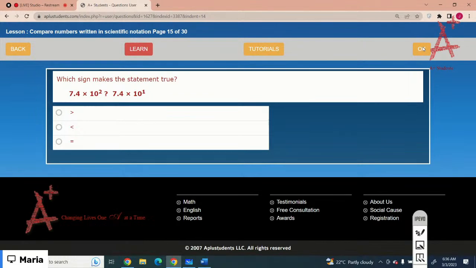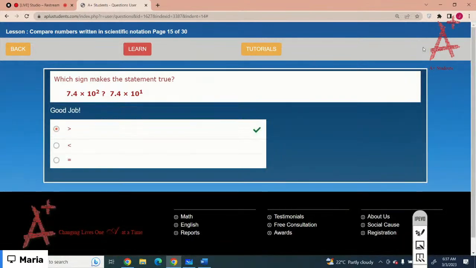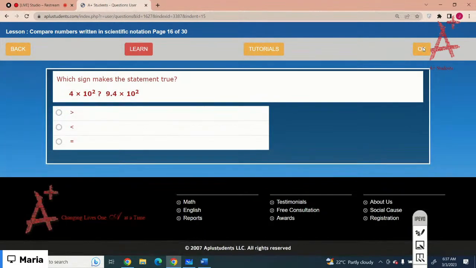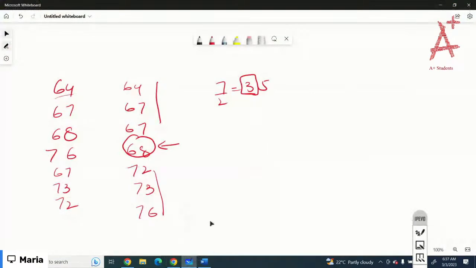7.4 times 10 exponent 2 is greater than 7.4 times 10 exponent 1. Got it? It is option number 1. So which is the correct one? 4 times 10 exponent 2 is less than 9.4 times 10 exponent 2. Got it? Okay, you can complete the test by yourself later today.